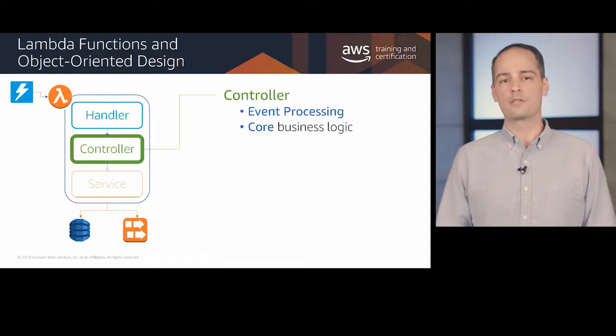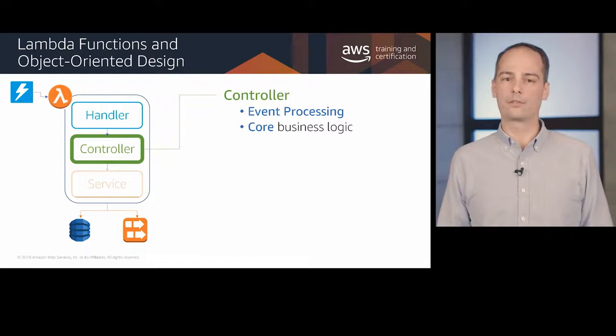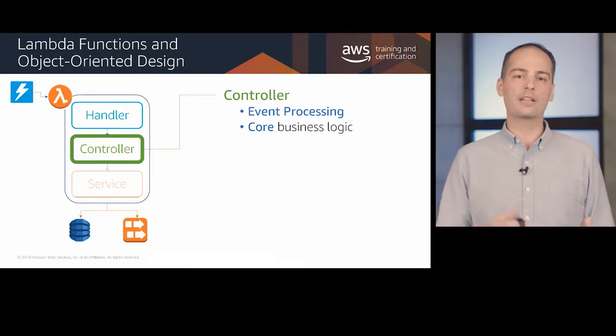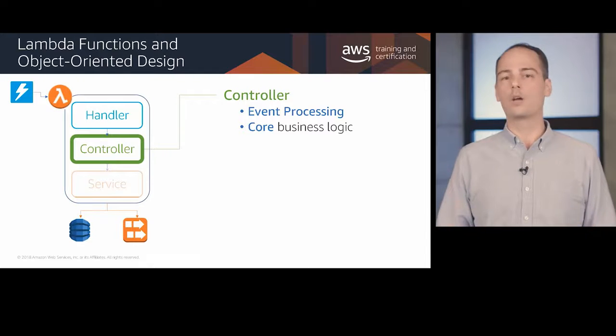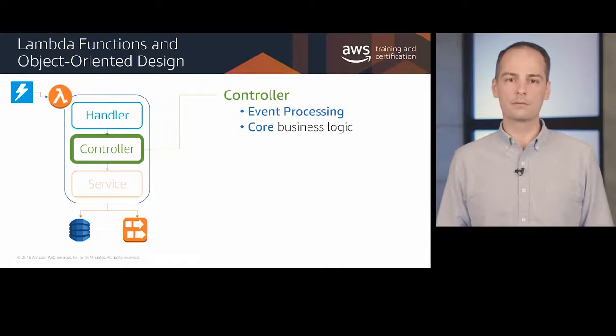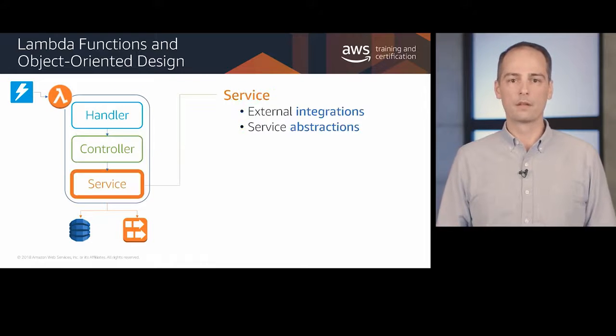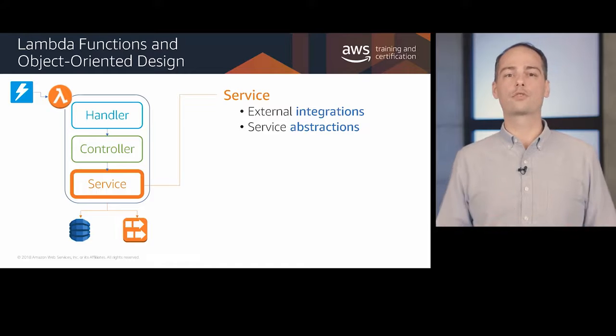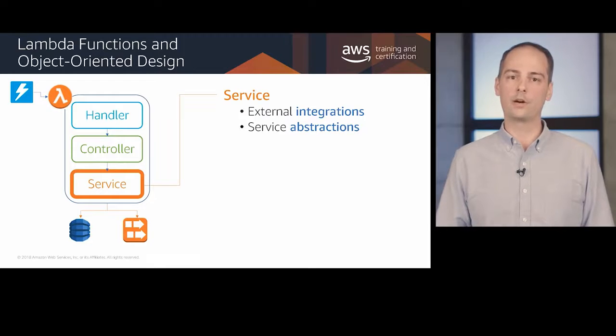Instead, you would put that business logic into a controller class that's responsible for handling the actual event itself and doing all of the business-specific functionality for that particular method. Finally, service classes can be used to abstract away any external services that your function needs to interface with and provide business interfaces into those external services.